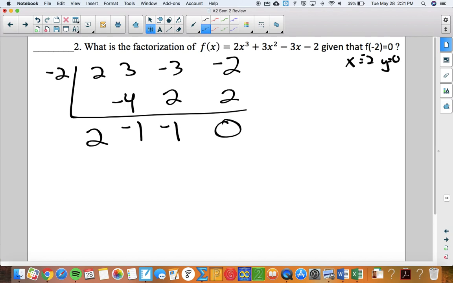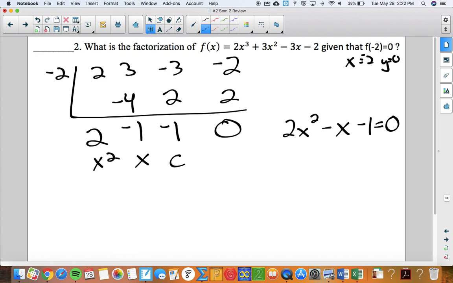That's good. We should have gotten a 0 there because they said that when we plug in negative 2 we get a 0 out. Well, why did we do that? Because now we know that our constant in the remaining polynomial is negative 1, our x term is negative 1, and our x squared term is 2. So we have 2x squared minus x minus 1 equals 0.